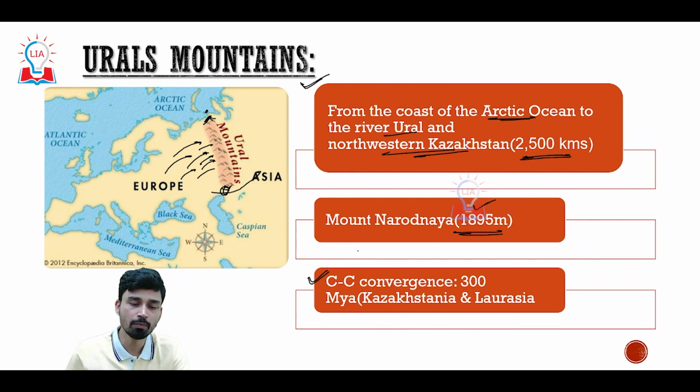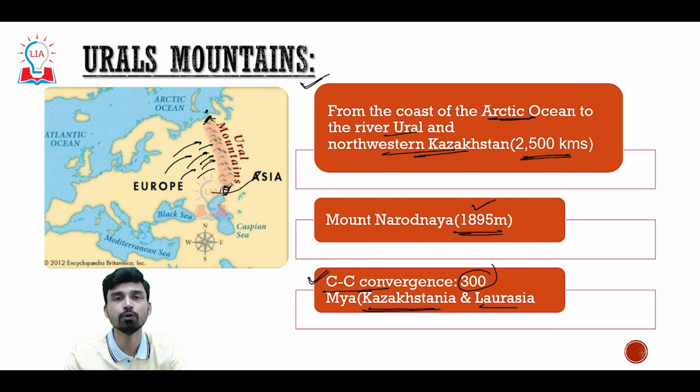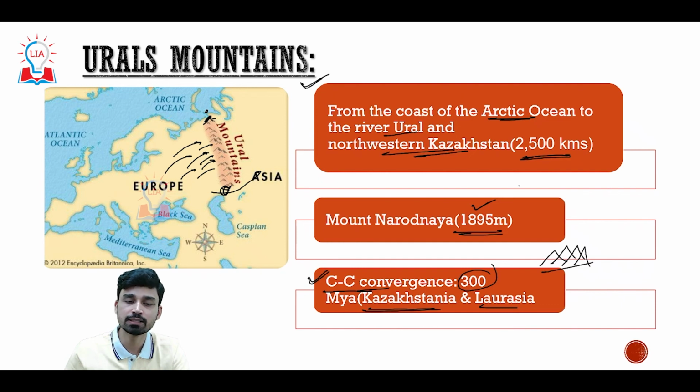The formation of the Urals is also believed to be in the same way the other Alpide mountains were formed. It is due to continental convergence. However, this continental convergence is believed to have happened around 300 million years ago between two land masses, the continental plate of Kazakhstan and the continental plate of Laurasia. When Laurasia was moving eastward, it collided with Kazakhstan, and due to this collision, the marginal rocks and sediments rose above, and thus the Urals are a very good example of a fold mountain system, similar to the Himalayas and Alps.